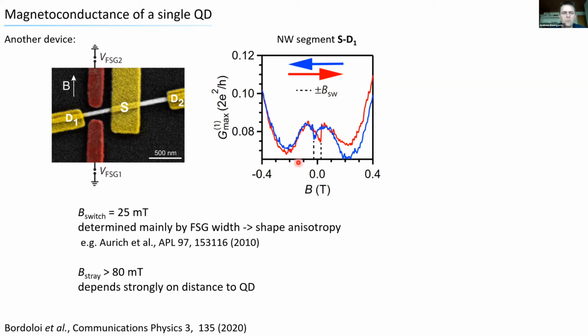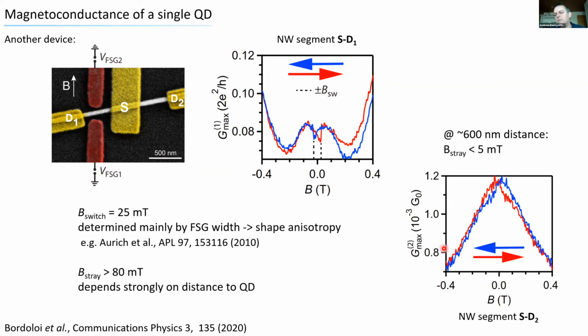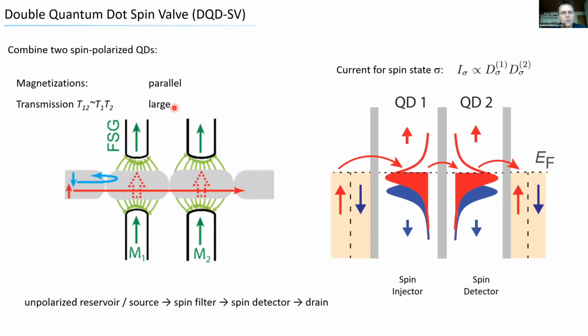And here is a similar curve as before, but here we have a control quantum dot that is some 600 nanometers away from the ferromagnets, and there we basically see no hysteresis anymore. So we estimate that the stray field at this position is smaller than 5 millitesla. In a similar device we couldn't detect anything. So the message here is that you can use a single quantum dot to investigate your stray field, but now we want to look at the spin transport, and for this we need two of these quantum dot ferromagnet elements. So that's the idea here.